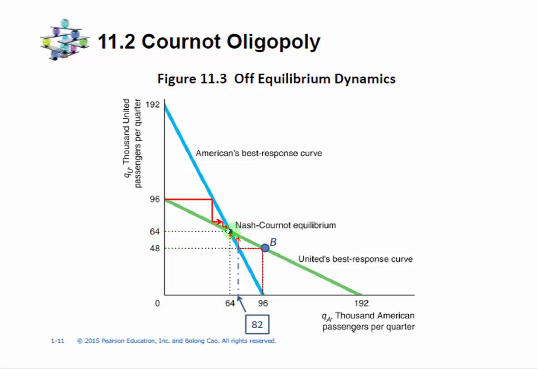That's why this is an equilibrium. No party in this competition would like to unilaterally change their behavior, because both parties have reached their own best responses to each other's best responses.